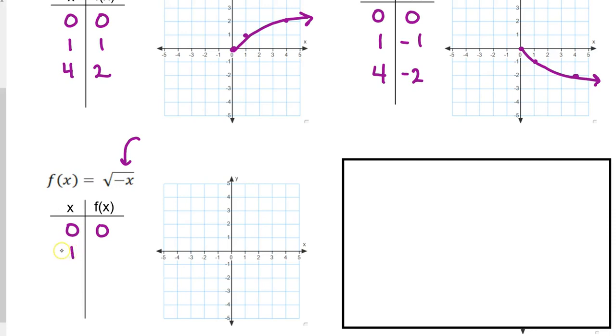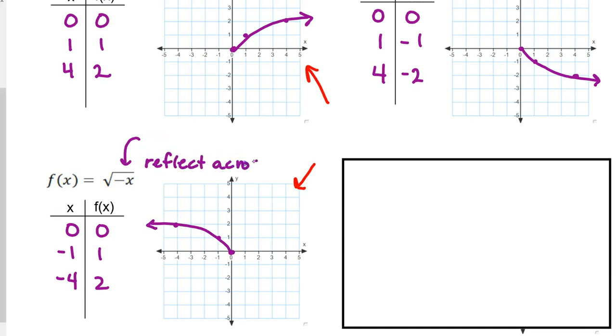So how about if I switch gears and I try -1 instead? So the opposite of -1 is 1, and the square root is 1. -4. The opposite of -4 is 4, and the square root is 2. So if we plot these points, (0, 0), (-1, 1), (-4, 2), what we see is compared to our original graph, which was up there, this one is a reflection across the y-axis. So if you multiply your x by a negative inside the function, you will reflect across the y-axis.